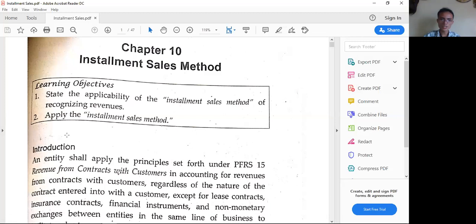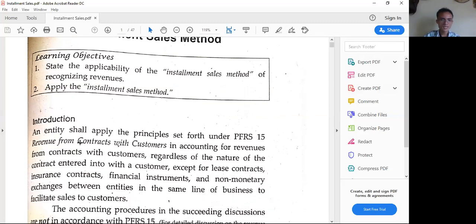So here are our learning objectives. We need to know when to make use of installment sales method in certain transactions, especially in recognizing revenues and applications, so journal entries, computations, and the like. In addition to number one, theories.